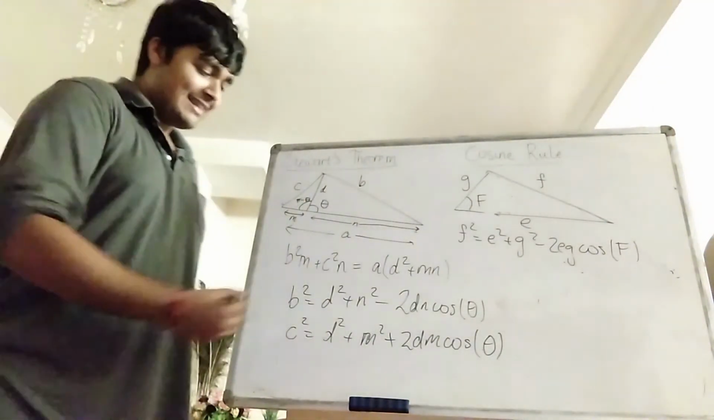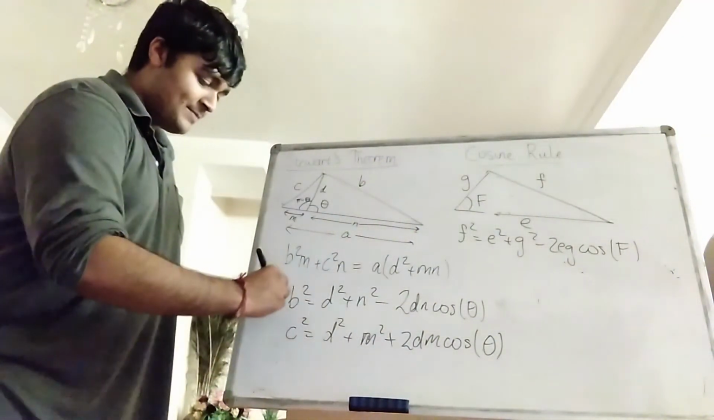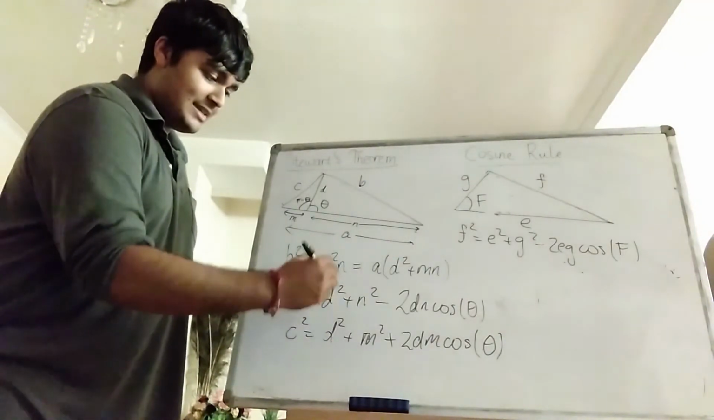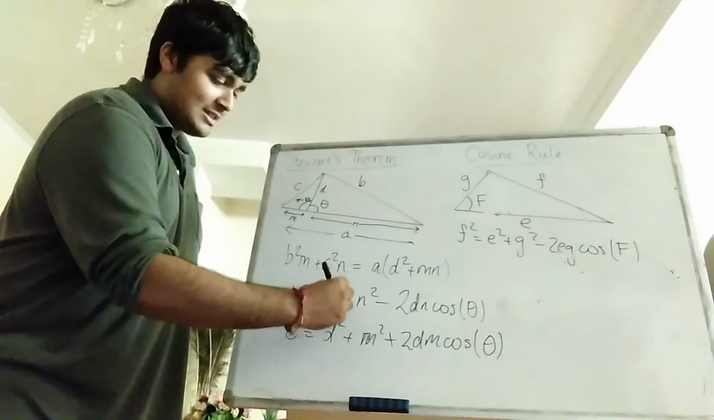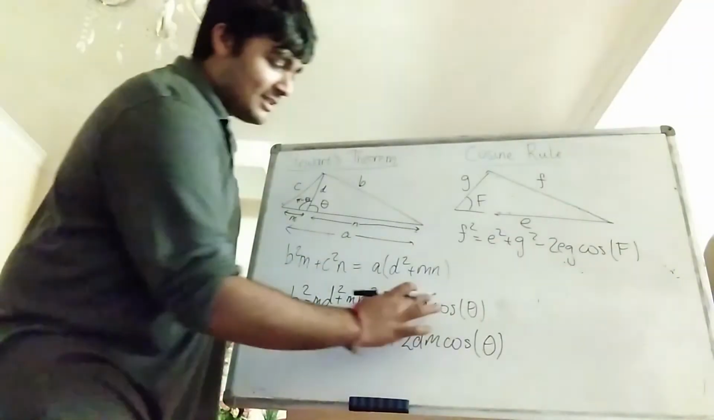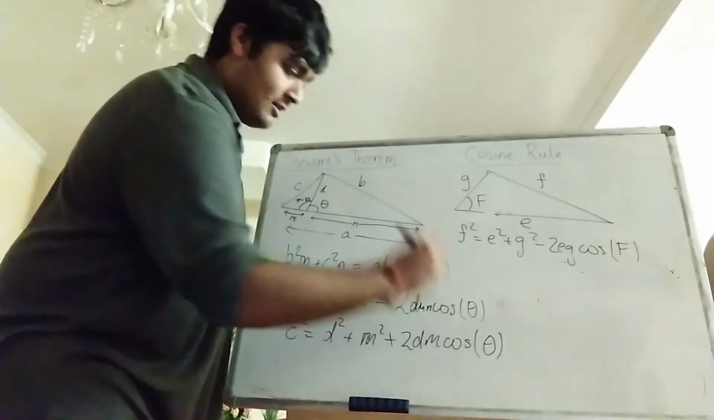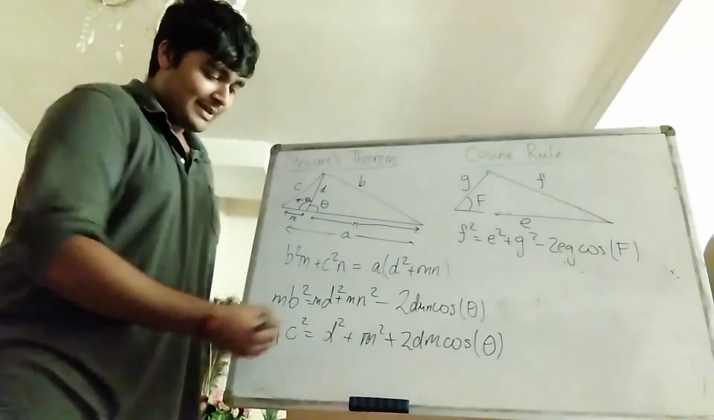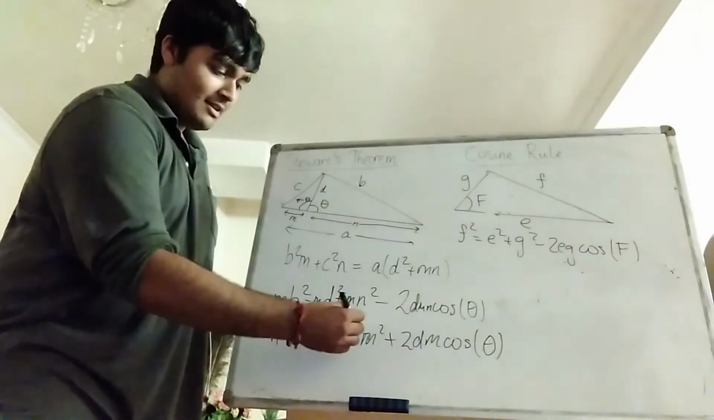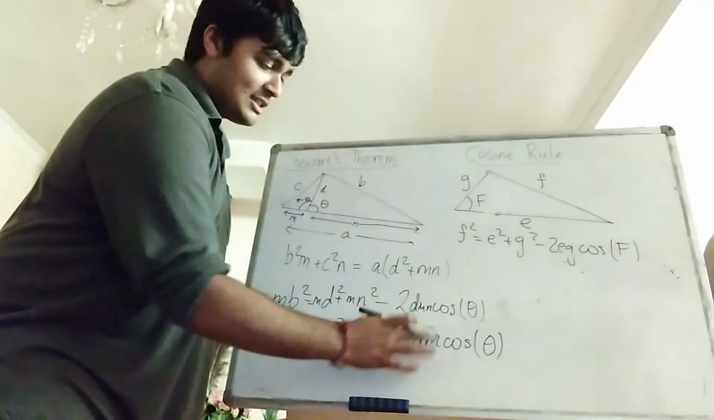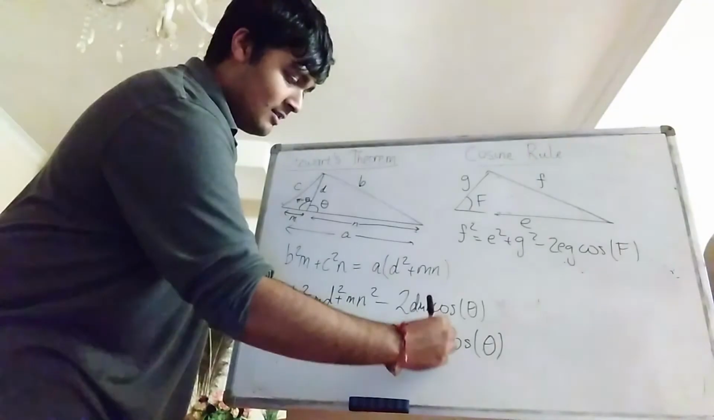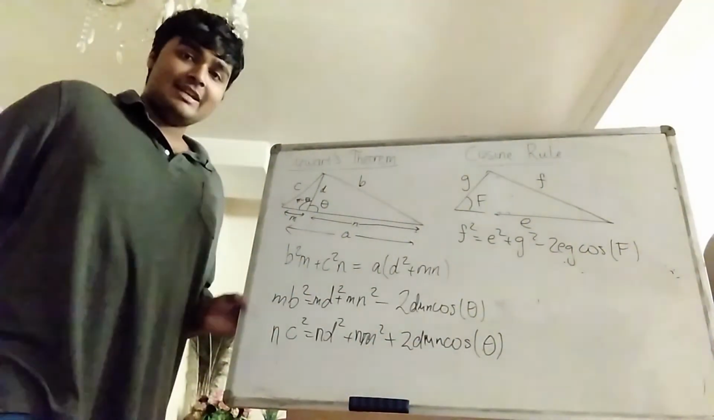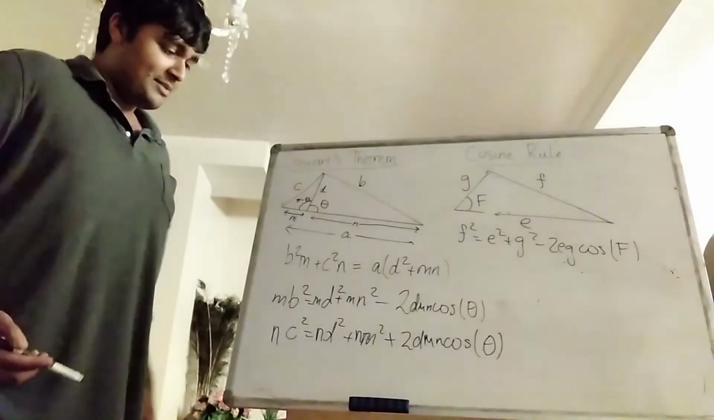Okay, so let's do exactly that. Let's multiply the top equation by m. So I get mb squared equals md squared plus mn squared minus 2dmn cos theta. And the second equation I'm multiplying through by n. So I get nc squared equals nd squared plus nm squared plus 2dmn cos theta. Okay, and as I said, I'm going to add these two equations up, and then we're pretty much done.